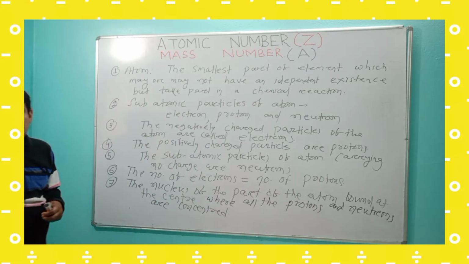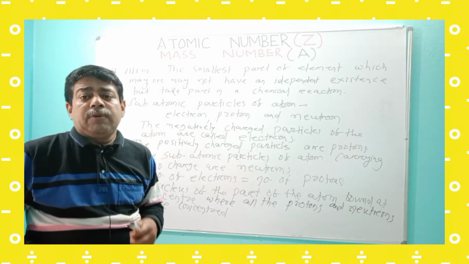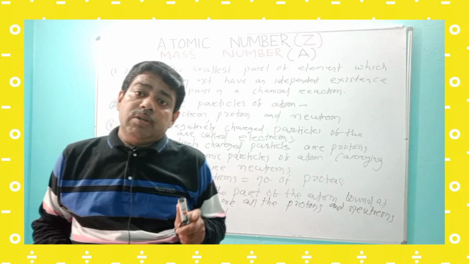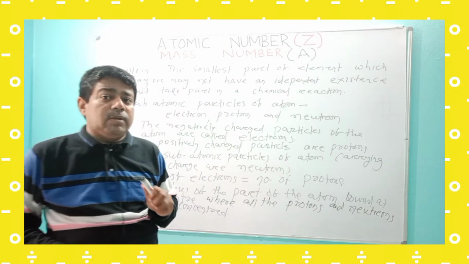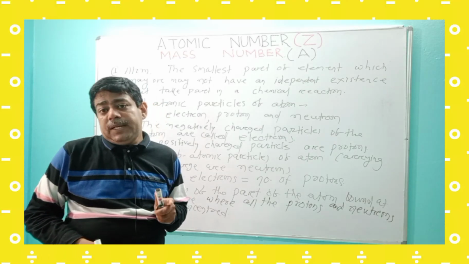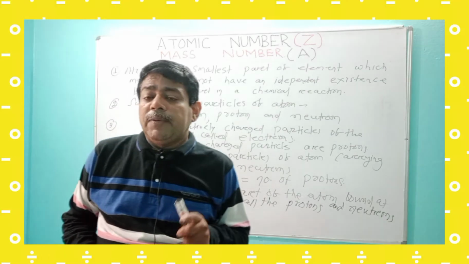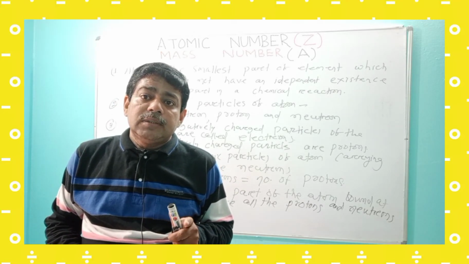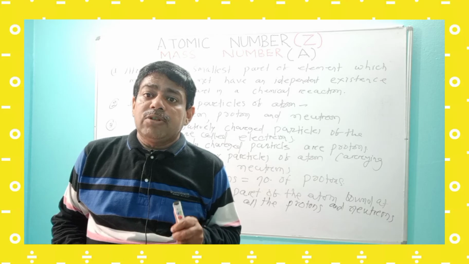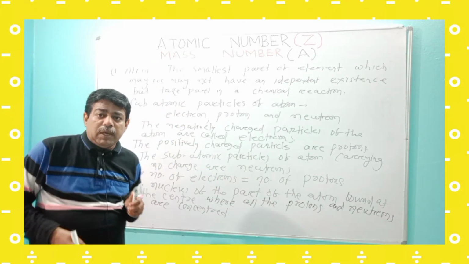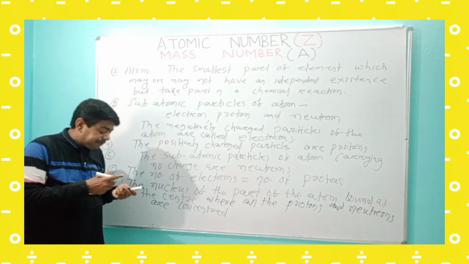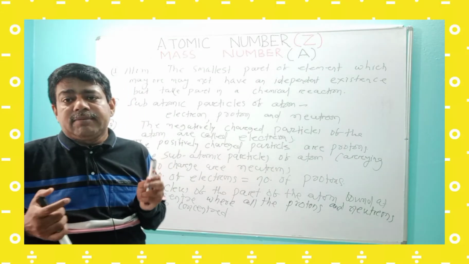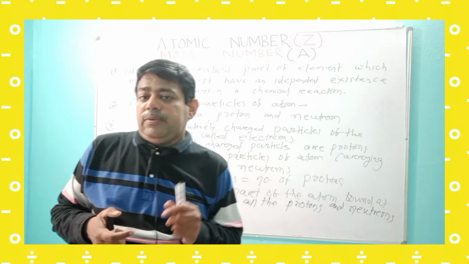Yes or no? And the electrons are found around the nucleus. The electrons are moving around the nucleus in different orbits, in different paths, as the planets move around the sun. Yes or no? Yes. So this is exactly the idea of the planetary model of atoms.